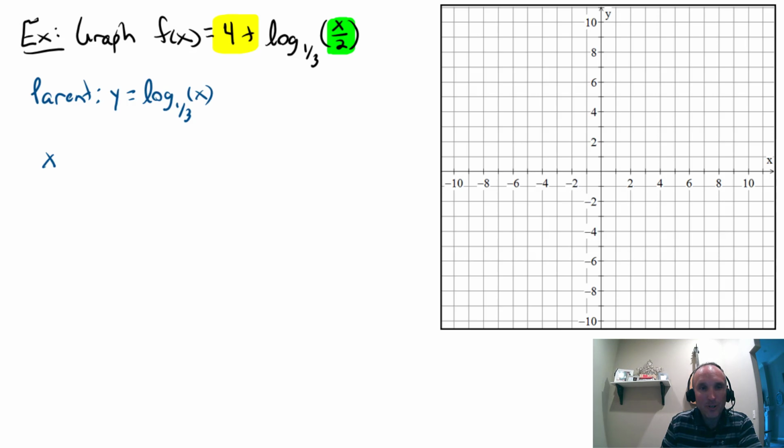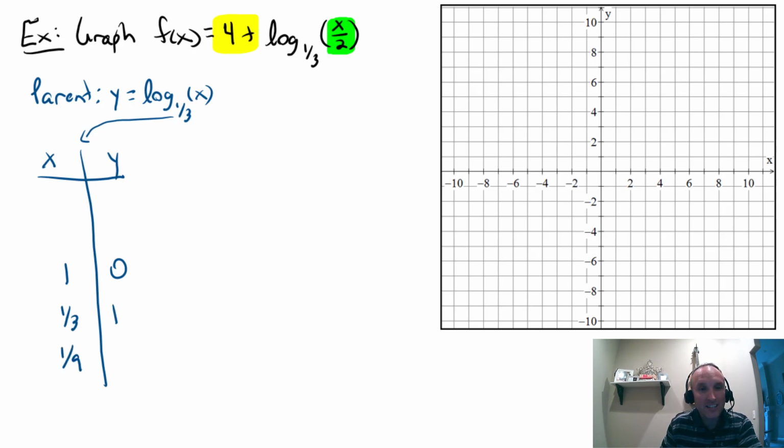So the inputs, the x values for this function will be powers of 1/3. 1/3 to the 0 is 1. 1/3 to the first is 1/3. 1/3 to the second is 1/9. And then I'll look at my negative exponents. 1/3 to the -1 is 3. And 1/3 to the -2 is 9. And I could keep going.